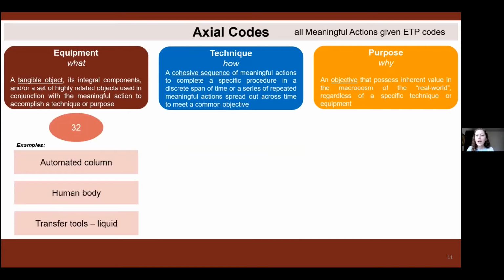So there are 32 types of equipment. This ranges from things like columns, syringes, which I classified as a transfer tool, they're transferring a liquid, and also the human body. They use their body as a tool. They use their hand to warm things. They use their hand to smack things and make sure that chemicals fell off from one spot into another. So they actually use their body a lot as a tool itself.